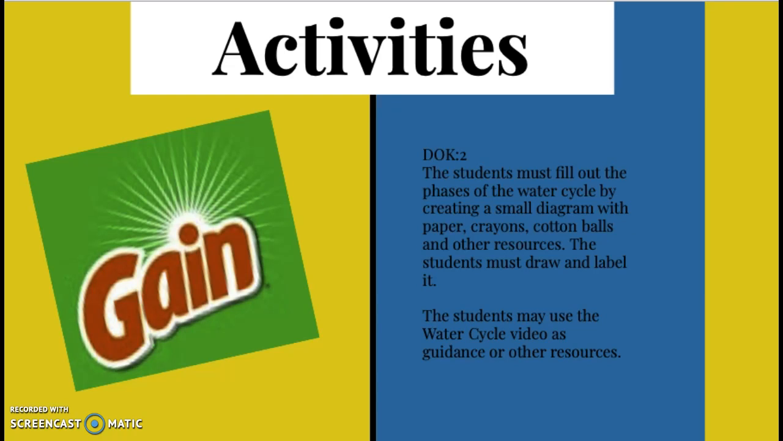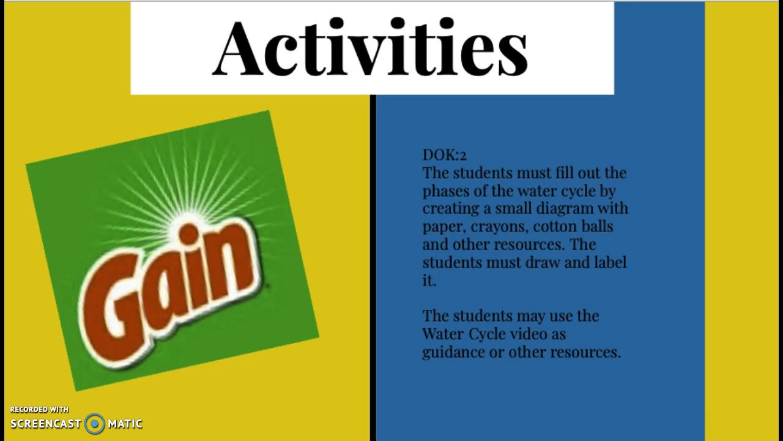So for the activity, students must fill out the phases of the water cycle and create a diagram using a bunch of art supplies and other resources, and they must draw and label it. And they can also use a water cycle or other resources as well, just because the water cycle video didn't really do a good job at visually representing the cycle. So I wanted to give them other resources, and it's a good way for them to be able to look at the water cycle as a whole.